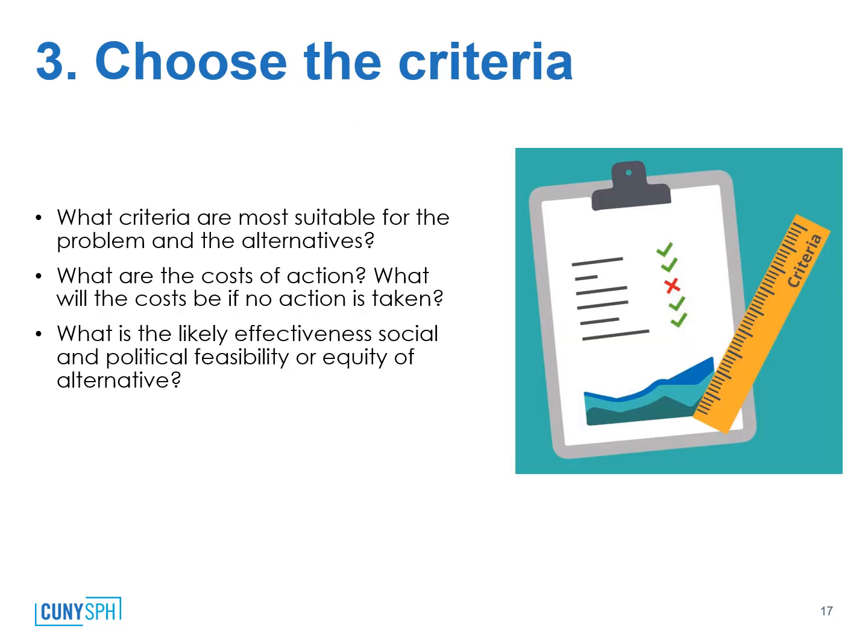After laying out the alternatives, we need to find a way to evaluate them. That's where criteria come in. And we must ask which criteria are most suitable for this problem and this alternative, or this set of alternatives. What are the costs if we act, and what are the costs if we don't? Beyond costs, we also must consider effectiveness, social and political feasibility, and equity. These criteria give us a structured way to compare options.